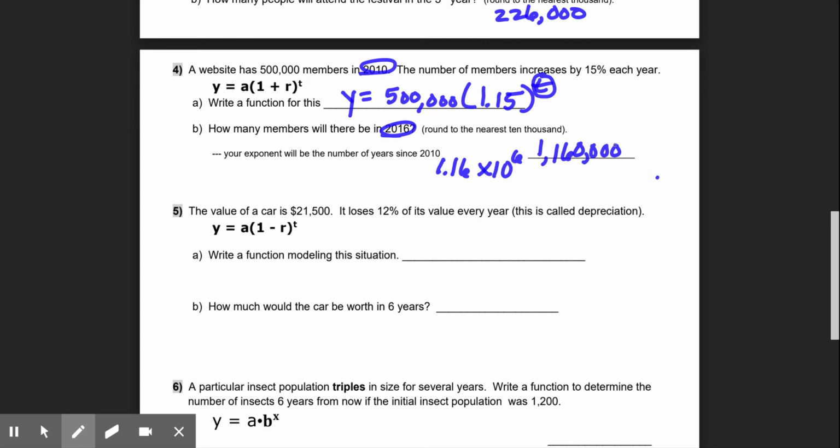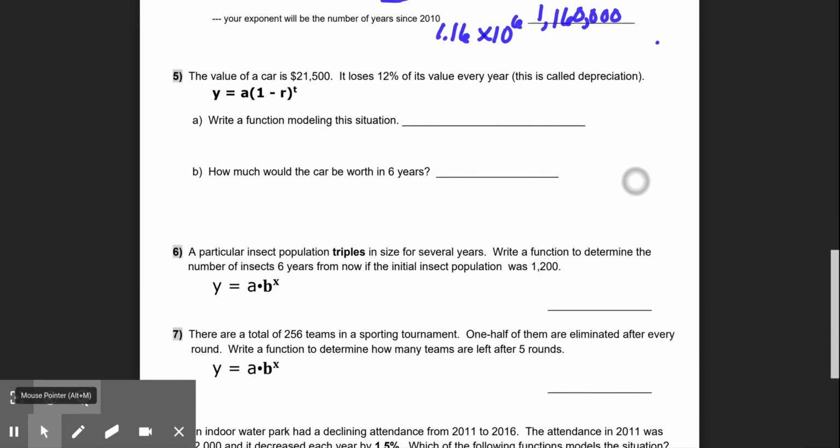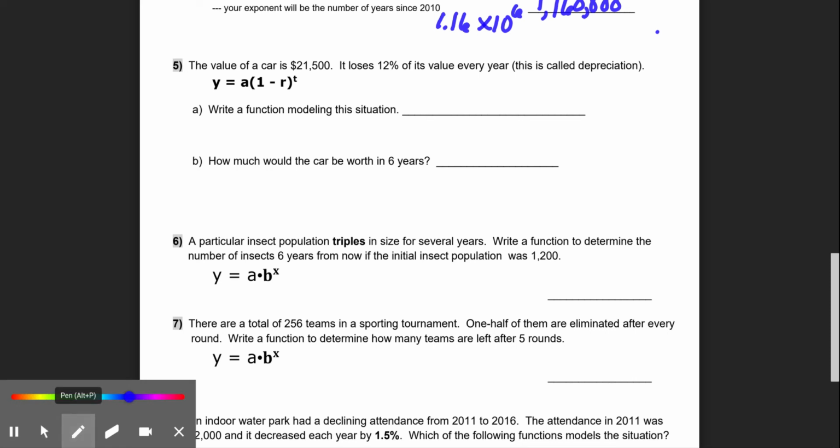All right, number 5, a value of a car. So this is real applicable, especially to you freshmen who are going to be driving if you're not driving already. The value of a car is $21,500. It loses 12% of its value every year. This is called depreciation. So y equals, this is a decay, a times 1 minus r raised to the t power. Write a function modeling this situation. So y equals the beginning amount, and this will be 1 minus 12%. So basically, I shouldn't have put that.